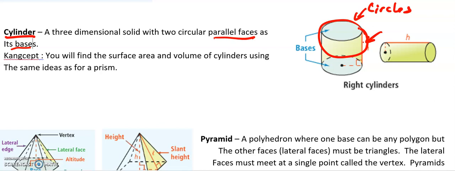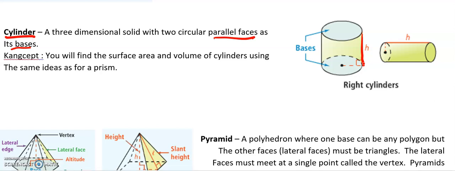Now, the parts of a cylinder that we're going to be interested in are the radius of my base and the height of the cylinder, because both of those will affect the surface area and the volume when we get into those. These are, by the way, called right cylinders. Why? Because the circles, or the bases, are perpendicular to the lateral face.